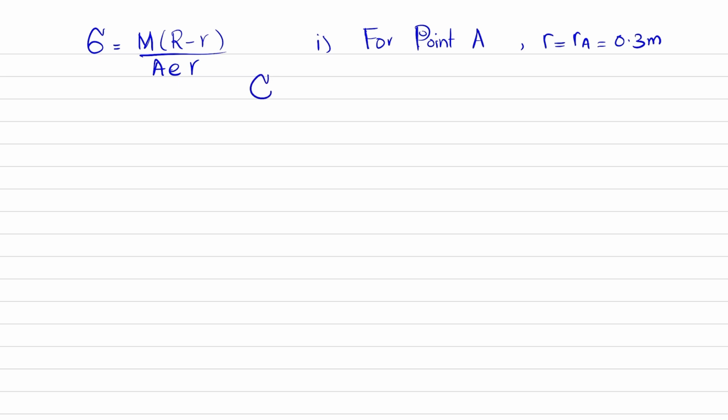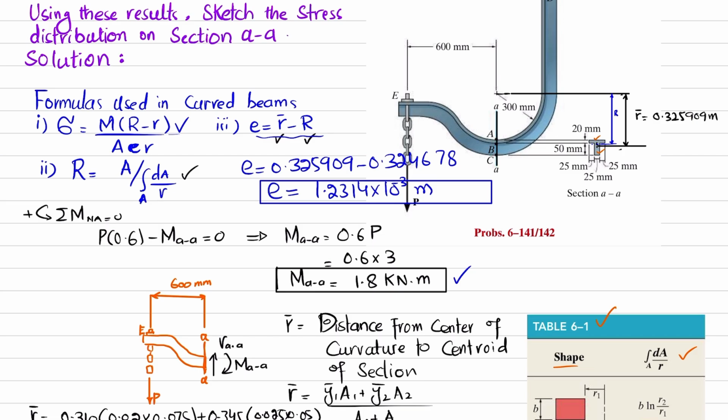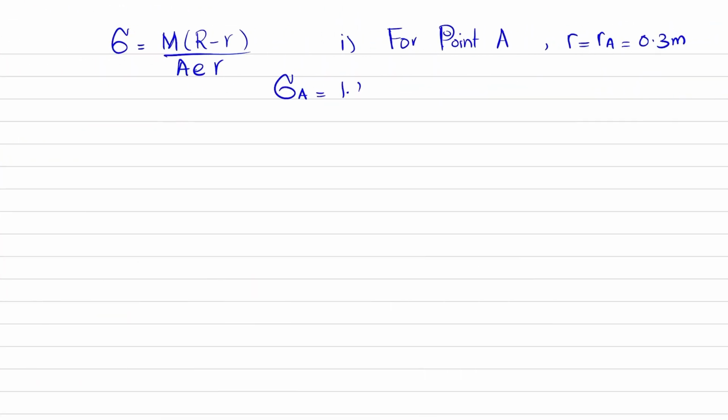And put the value. So sigma A will be equal to, what was the value of moment that we calculated? If you remember, 1.8 kilonewton. This is the value, 1.8 kilonewton. So 1.8 into kilo, which is 10^3, multiplied by capital R, which was 0.324678, minus rA, which is 0.3, divided by area.